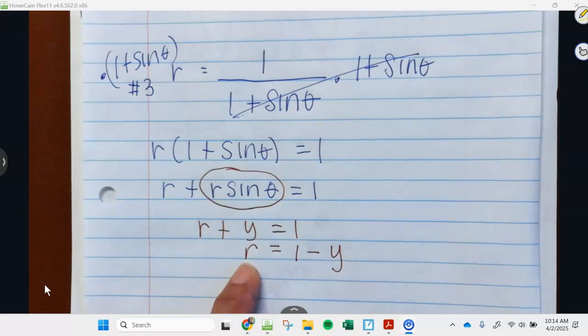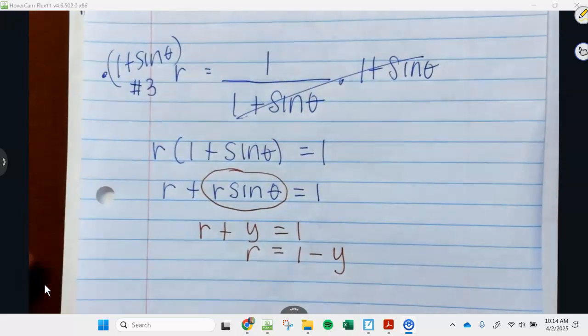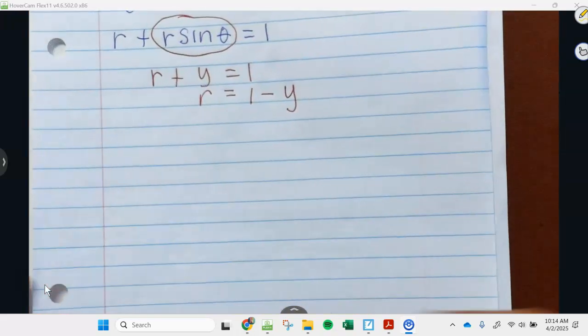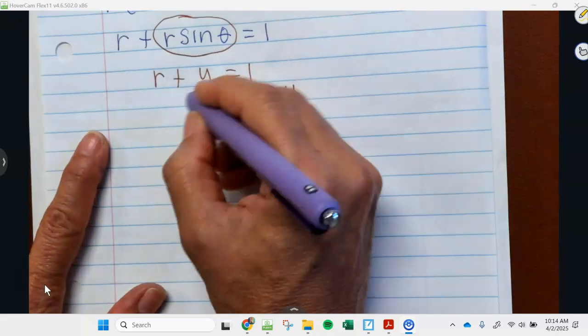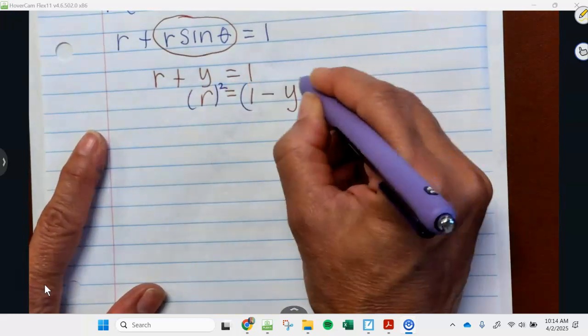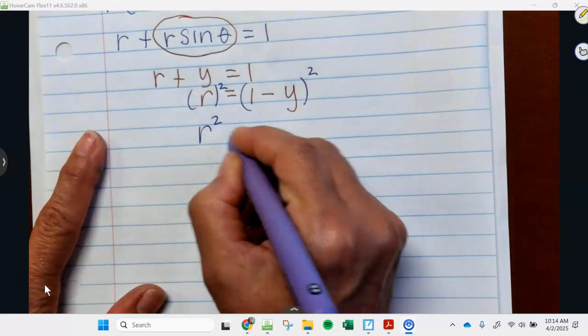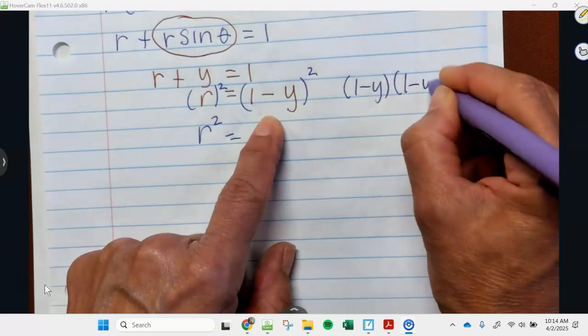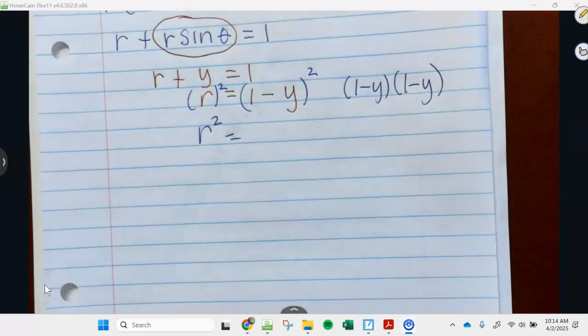Okay. So remember, guys, r is the square root of something. We don't deal with square roots when I'm trying to write it in rectangular form. So we're going to square both sides. So this is going to be r squared equals, and y'all need to FOIL this out. This is 1 minus y times 1 minus y. So FOIL that out. I don't need to FOIL that out. I can do that in my head because it's what I do for a living. You FOIL that out. Here's what you should get.